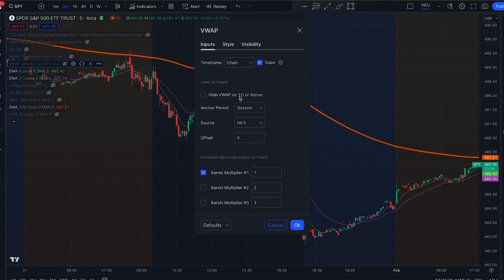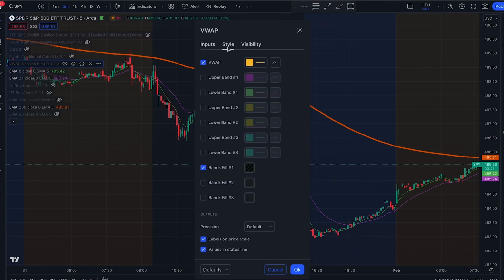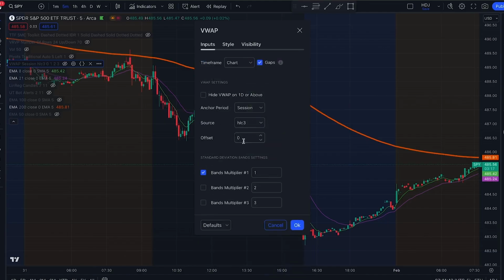Under inputs, this is what I have here. You pretty much leave everything the same default. I didn't go in here, I didn't change anything here. So keep these settings for your inputs, and this never changes. So style, this is what you've got here. Inputs, this is what we got here. All right, so those should be your VWAP settings.